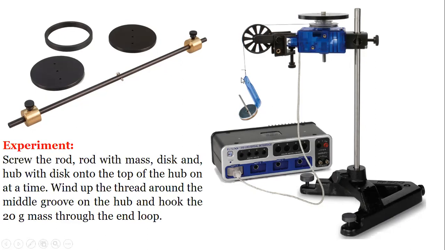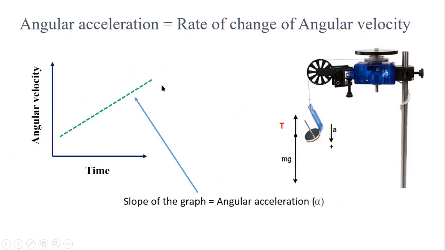When it's falling, we can measure the angular velocity of this hub over time. All right, so as I mentioned, we can measure the angular velocity. So we can create a graph of angular velocity versus time. And here it is, angular velocity over time, right?